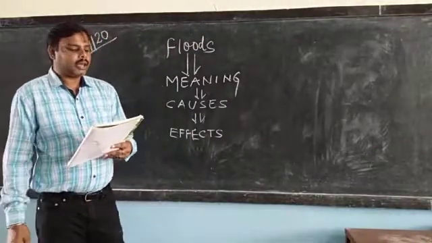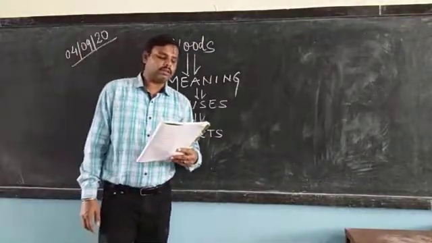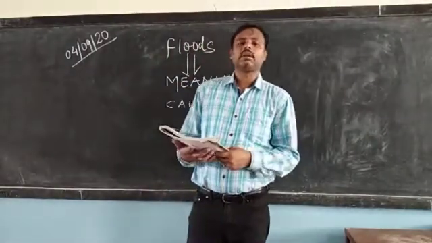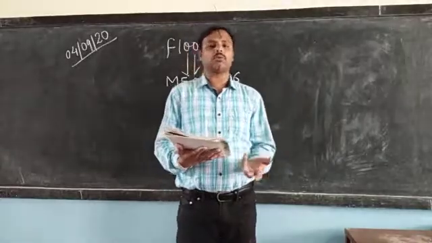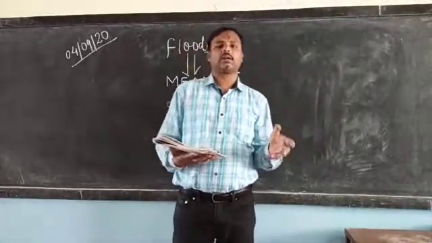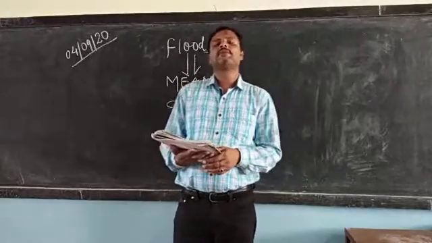The fourth is, at other times, a change in the course of a river also results in flooding of surrounding areas. Sometimes the river even changes its course. It may take another route in spite of following the same path, which creates a problem.